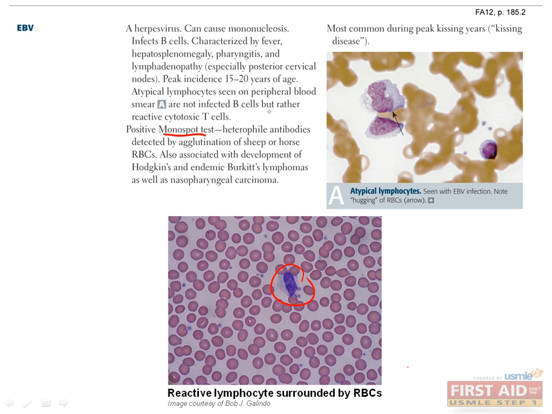Monospot test looks for agglutination of animal RBCs when patient serum is mixed with animal blood. This is because a person with mono will form what is known as heterophile antibodies that are attracted to blood that is different from humans, which is where the name heterophile comes from. Hetero meaning different and phile meaning love. As we mentioned, EBV is also associated with Burkitt's lymphoma and nasopharyngeal carcinoma.